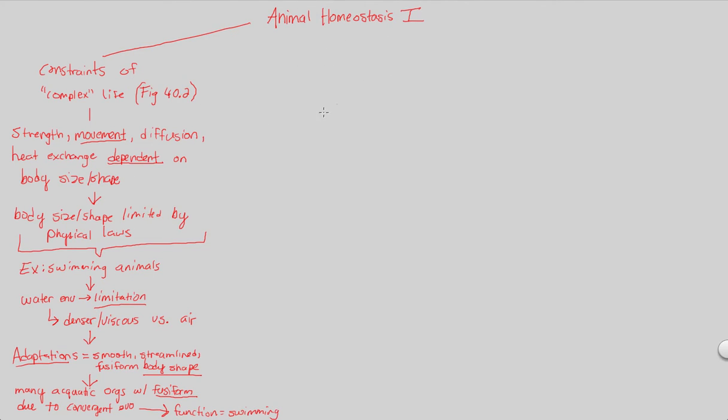In addition, when you look at animal homeostasis, besides these constraints of complex life, we also have to understand a really important concept that we've hinted upon, and that's environmental exchange. So again, when you're discussing homeostasis, you have to remember that there's going to be a critical exchange between the internal environment and the external environment, depending on what is needed, depending on the maintenance and regulation that you're trying to accomplish within the organism. This is shown very nicely in figure 40.3. So take a look at figure 40.3 as we go through this environmental exchange.